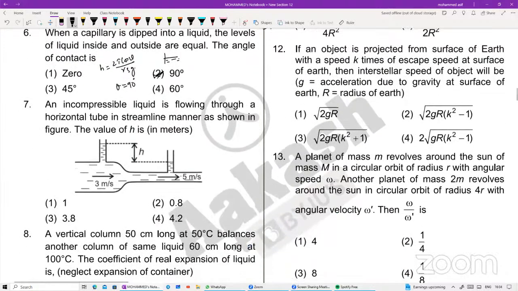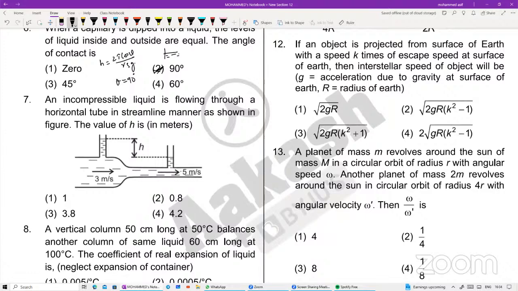Check. Question number 7. An incompressible liquid is flowing through a horizontal tube in a streamlined manner as shown in the figure. The value of H will be equal to how much? This is also a very good model, beta. You can just apply Bernoulli's theorem at this point and at this point. Point A or point B के पास आप Bernoulli's theorem apply कर लीजिए.